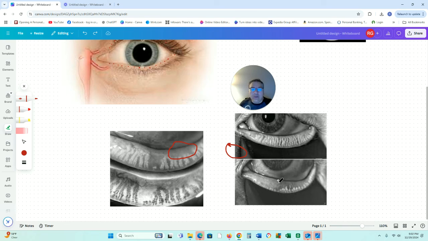So our goal is to have you come in so we can treat your dry eye, whether it's evaporative or productive. We can make your eye feel a little bit better. Come and see us.